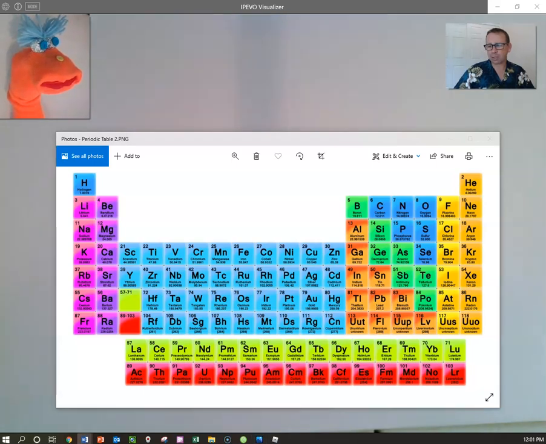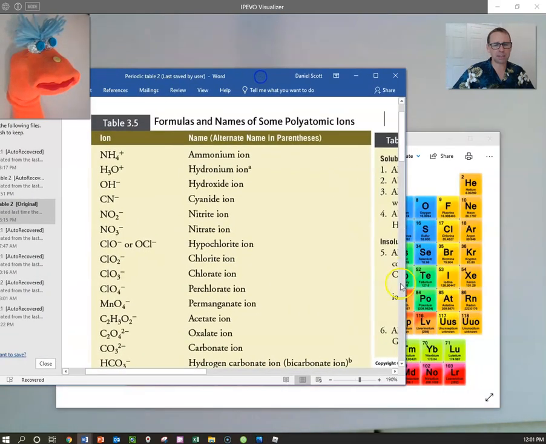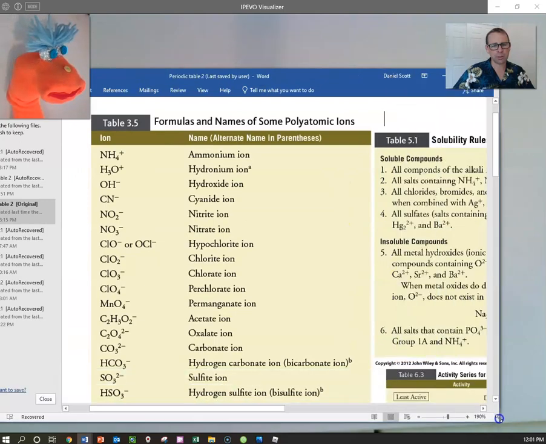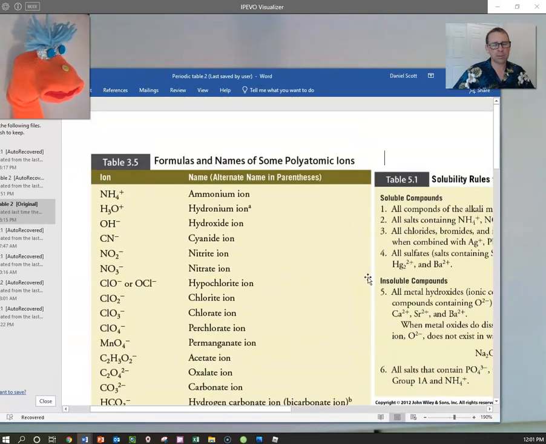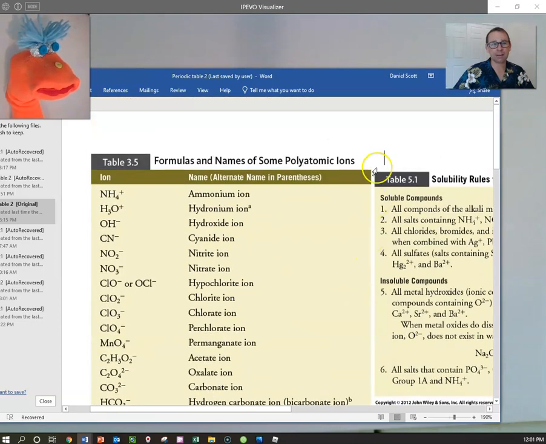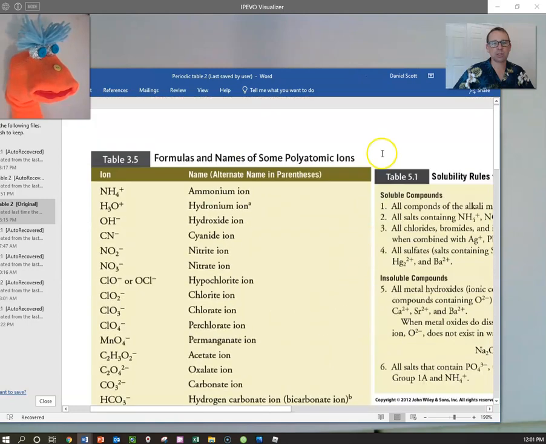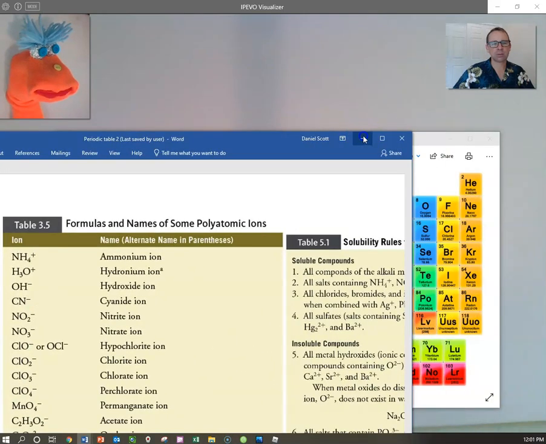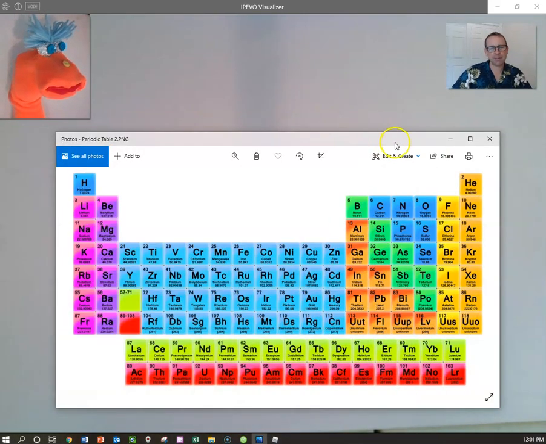On the back of the periodic table, you're going to see some tables, which are also very critical. It's best if you have the periodic table printed out front and back, or at least both of these pages together all the time. We'll get into these tables later on throughout the course, okay?